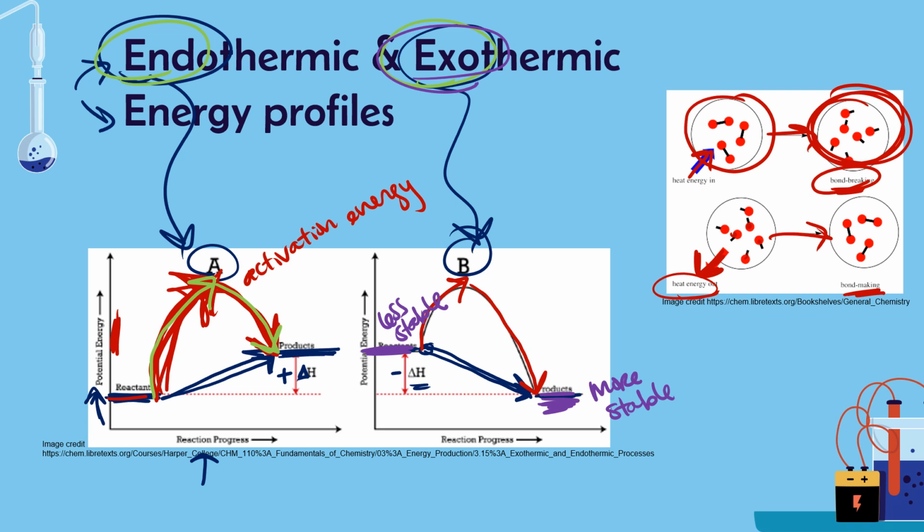The opposite is happening in our endothermic reactions. Notice here that my reactants have less energy, my products have more. That means that the reactants are less wiggly and jiggly. That makes them more stable. My products are more wiggly and jiggly because they have more energy. That makes them less stable compared to the reactants. So we have a decrease in stability when we have an increase in energy. We have an increase in stability when we have a decrease in energy.